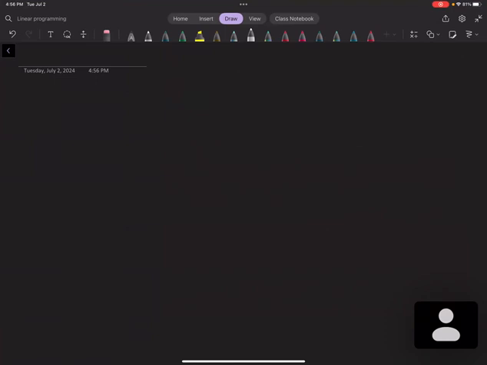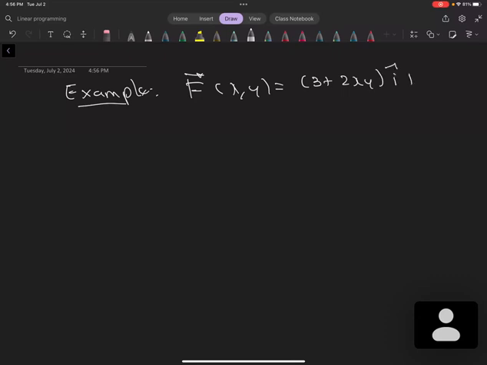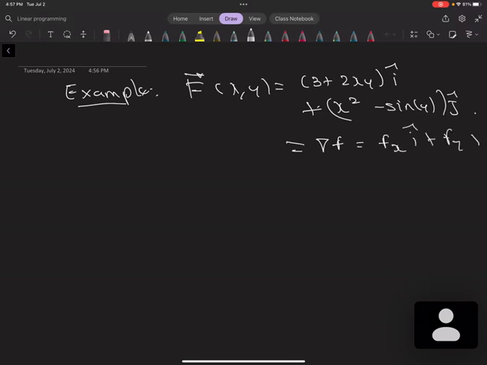The function in this example is F of xy equals 3 plus 2xy i plus x squared minus sine of y j. Okay, so we need to find f such that this equals the gradient of f, and that means that F equals F1 i plus F2 j.